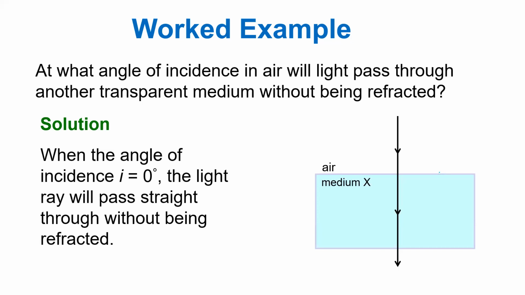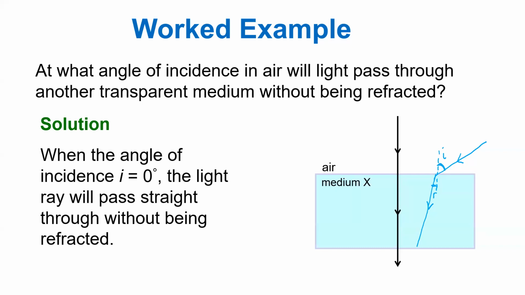Okay, if I were to enter at an angle, so what do I mean by enter at an angle? My normal will be here. I enter at an angle, so I have an angle of incidence. When I have an angle of incidence, I will have an angle of refraction. So I enter medium X, which is said to be optically denser. So denser, I'll bend towards the normal. So I'll bend downwards like this, towards the normal. And this will be my angle of refraction.